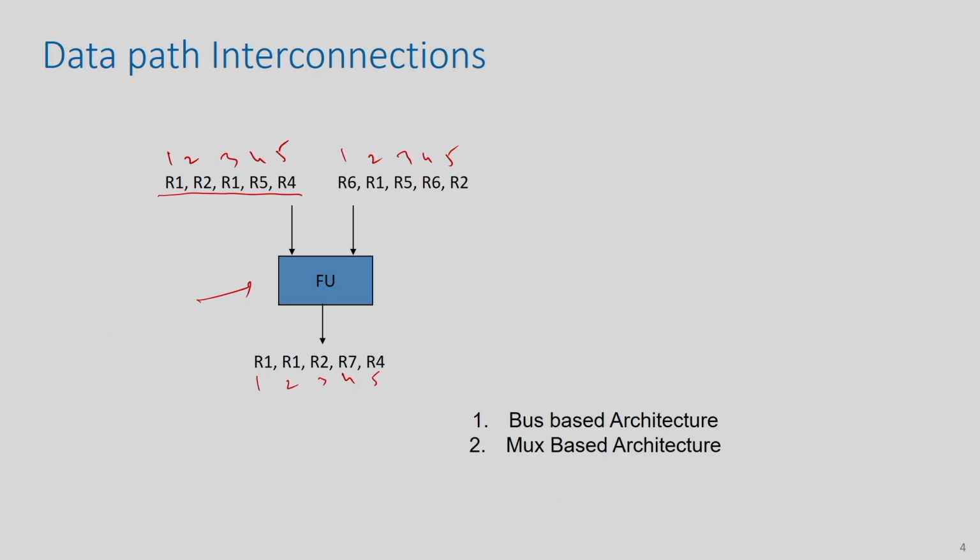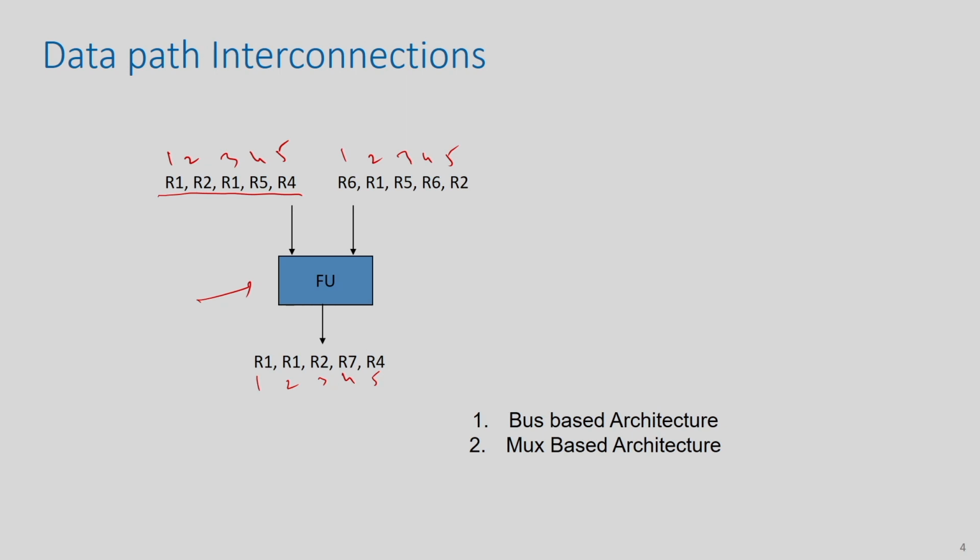What does it mean? I have to make connections from R1, R2 and this register to the left input of this FU. Similarly, I have to make connections from these registers to the right input of this FU. I have to make connections from this FU output to those registers, such that every clock I give the proper control signal, so that the particular operation can happen.